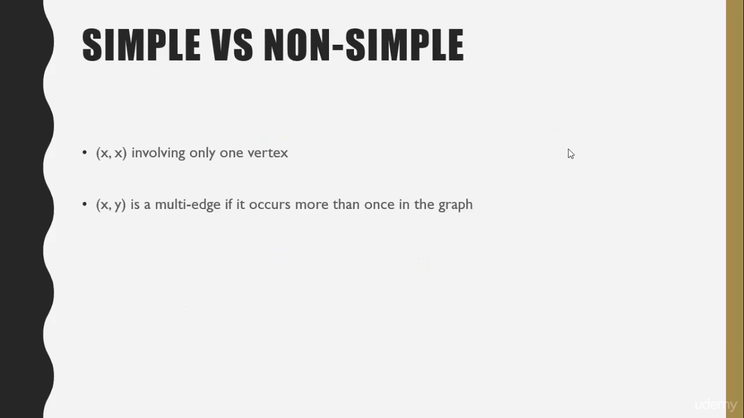Simple versus non-simple. Certain types of edges complicate the task of working with graphs. A self loop is an edge (x, x) involving only one vertex. An edge (x, y) is a multi-edge if it occurs more than once in the graph. Both of these structures require special care in implementing graph algorithms. Hence, any graph which avoids them is called simple.